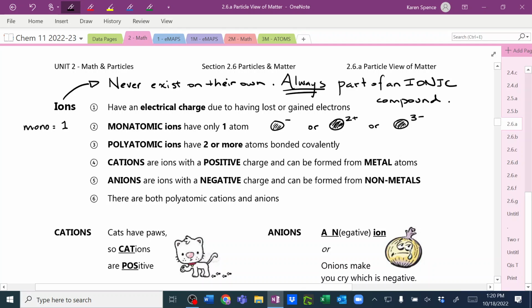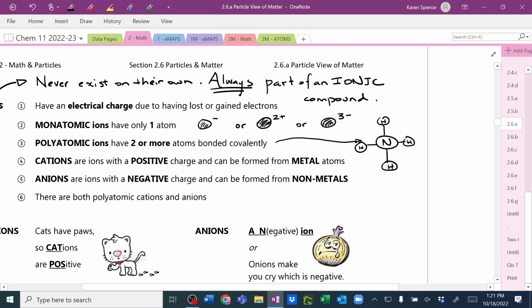Polyatomic ions have two or more atoms, and this is where it gets a little weird. They're actually bonded covalently to each other. So they're almost like little molecules with a charge. Okay, so we might have, for example, nitrogen with a covalent bond to a hydrogen and a covalent bond to a hydrogen and a covalent bond to a hydrogen and a covalent bond to another hydrogen. And all together, this thing has a +1 charge.